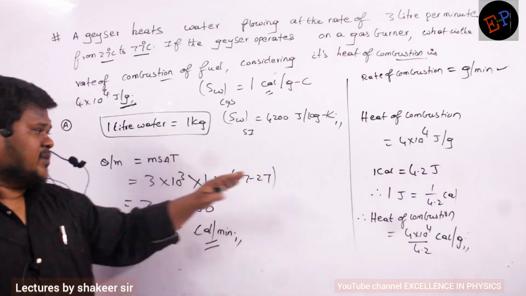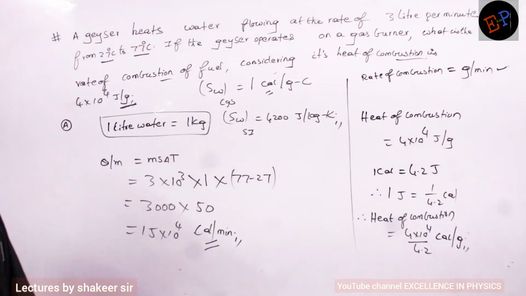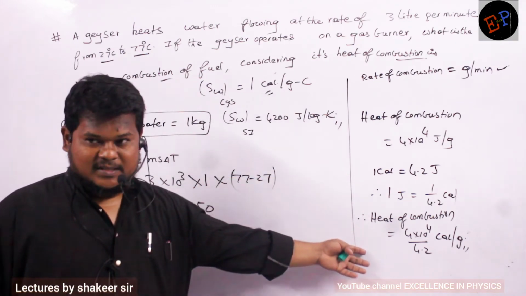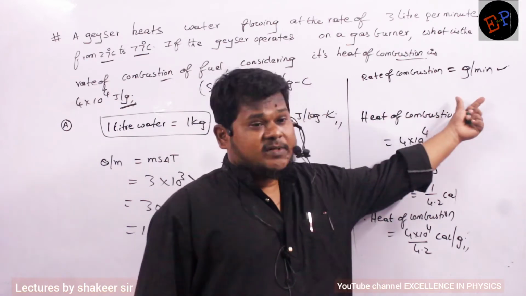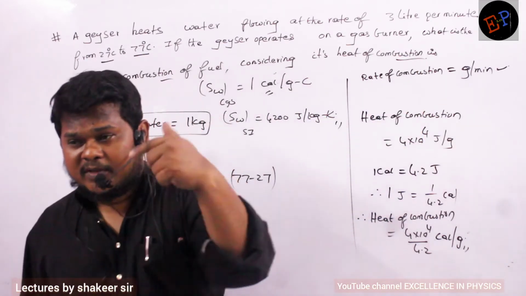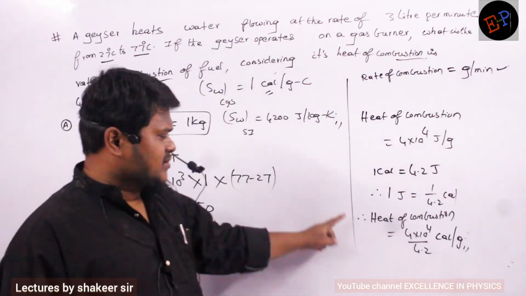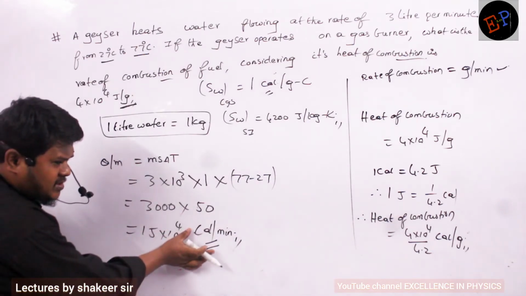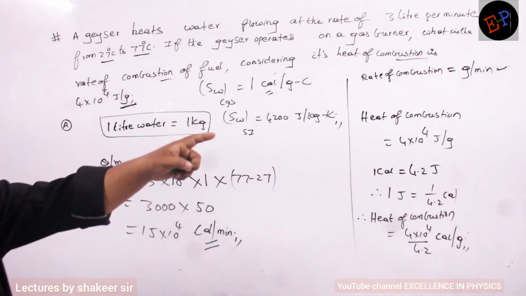So heat of combustion divided by Q, or Q divided by heat of combustion? Heat of combustion divided by this one. Then in the numerator I cannot get grams, no? This is what I want. I want grams per minute. Rate of combustion means what? How many grams I have to burn in 1 minute? I want grams per minute. So shall I divide this one by this one or this one by this one? So the total heat I have to supply divided by the heat of combustion. Then I will get grams per minute.